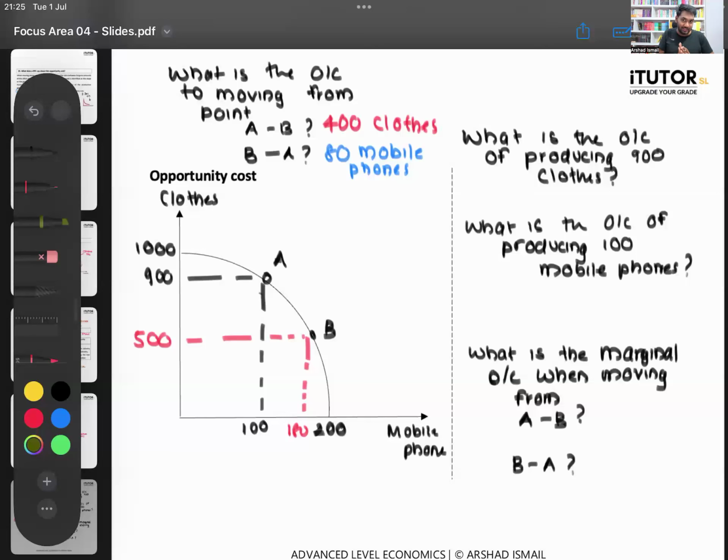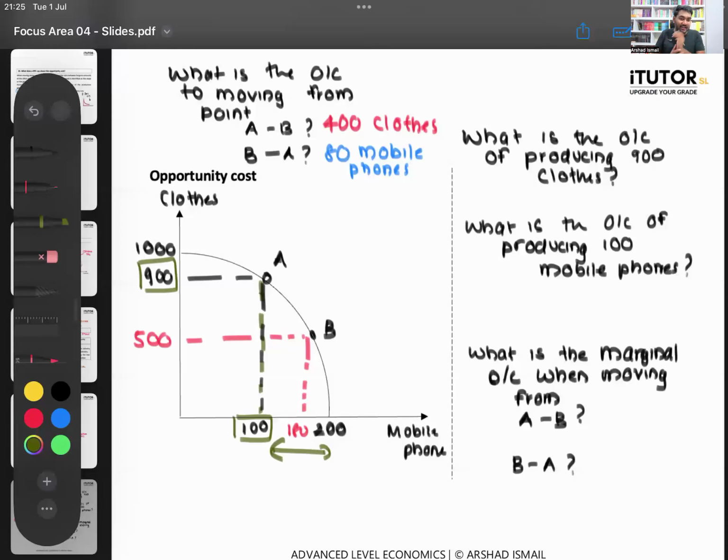Listen carefully. Okay, Lamai, when you're producing 900 clothes, how much of phones can you produce? You can produce 100, right? Now, opportunity cost is what you can't produce. So because you're producing 900 clothes, how much of phones can't you produce?